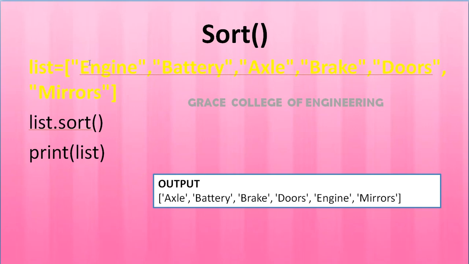Then the sort method. Here the list is created, list.sort, then print list. If you use this sort method, based on the alphabetical order, the starting character will be taken and it will be sorted based on that. So axle, battery, brake, doors, engine and mirrors.